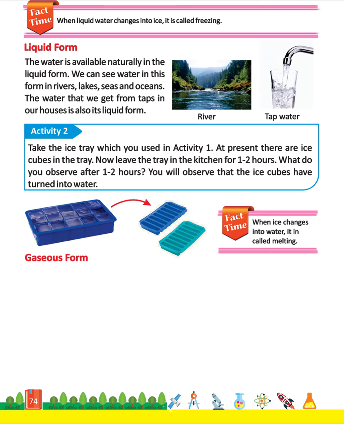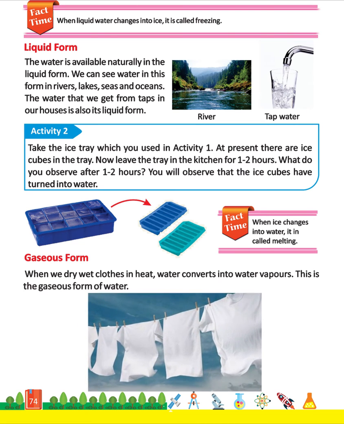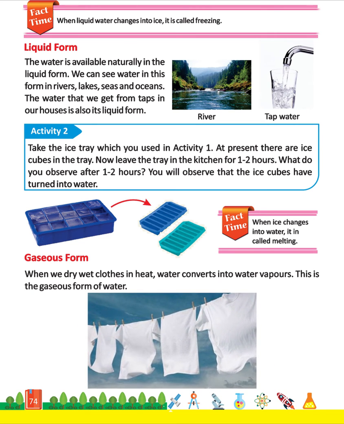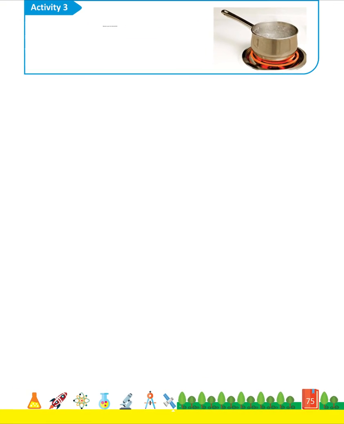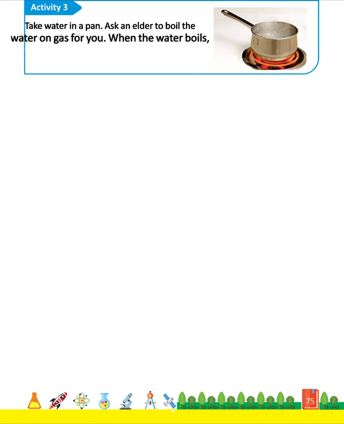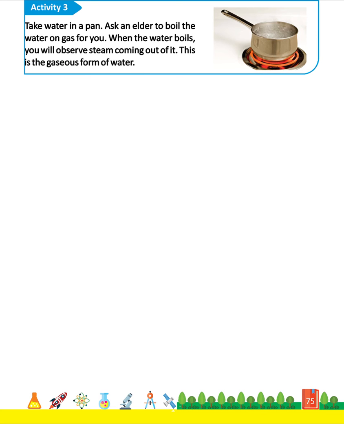Gaseous form. When we dry wet clothes in heat, water converts into water vapors. This is the gaseous form of water. Activity 3. Take water in a pan. Ask an elder to boil the water on gas for you. When the water boils, you will observe steam coming out of it. This is the gaseous form of water.